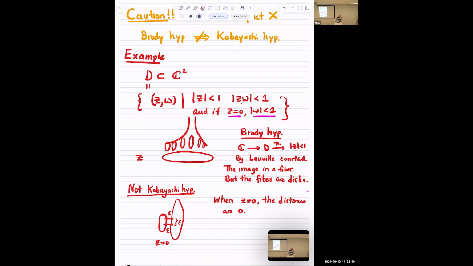But then what happens? The resulting thing is Brody hyperbolic, because if I had a non-constant map from C to this domain, I can compose it with the projection to the Z coordinate. That composition is a holomorphic map from C to a disk, and by Liouville has to be constant. So whatever this map is, it has to lie on one of the fibers. But all of the fibers are disks, so that has to be constant as well. So you see that this is Brody hyperbolic, but it's not Kobayashi hyperbolic.